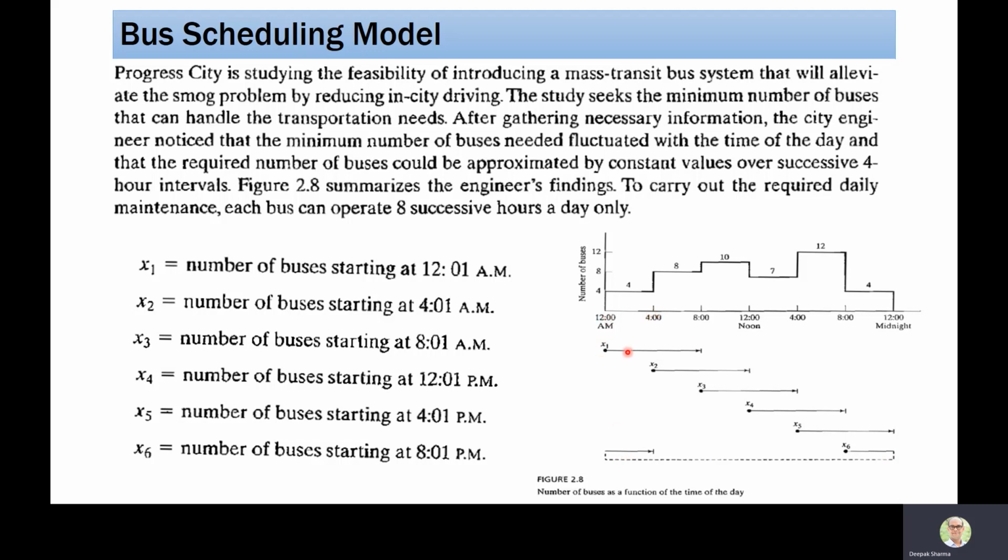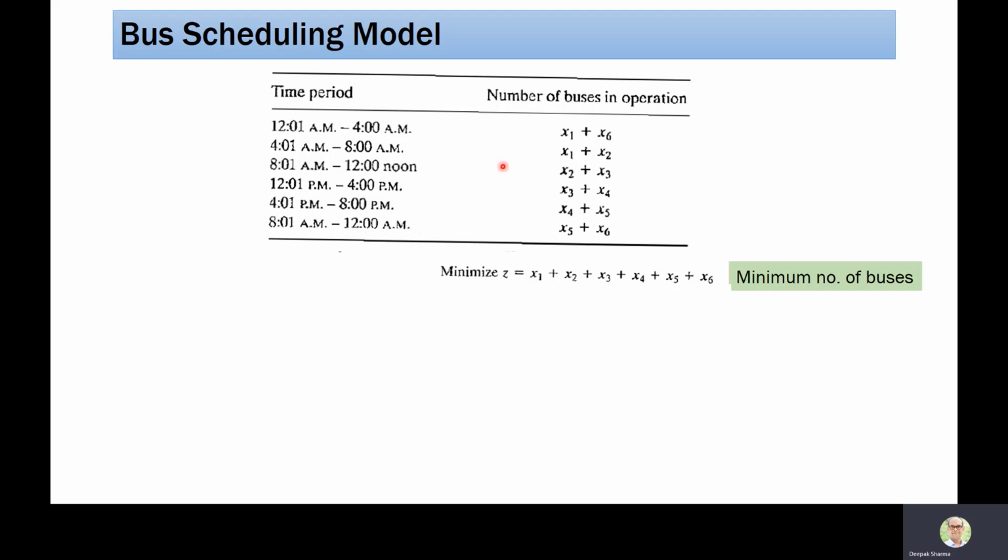So between 12 a.m. to 4 a.m., the number of buses running is X1 plus X6. Similarly, between 4 to 8, X1 plus X2. That way we have identified the number of buses in those 4-hour intervals. Now, first of all, let us write the objective function. As we have understood, we have to minimize the number of buses. So our objective function is to minimize Z equal to the number of buses from X1 to X6.